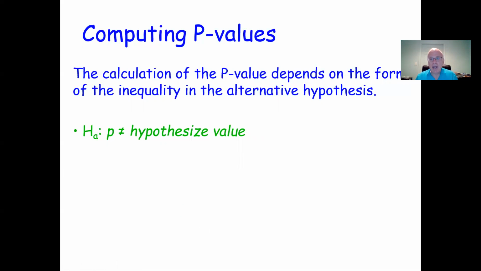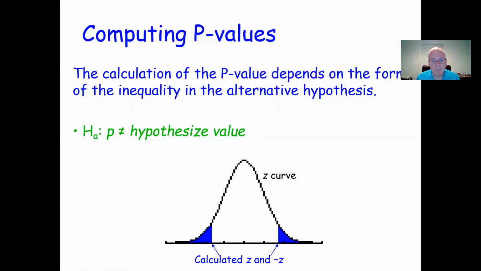And then finally, the last possibility is that the alternative hypothesis has a not equal sign in it. That means that either a sample proportion that is smaller or a sample proportion that is larger could be unacceptable when p is equal to some value. Population proportion is equal to some value. So we now have what's called a two-tail test.